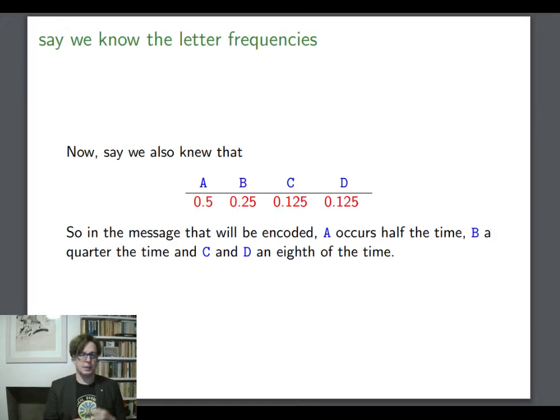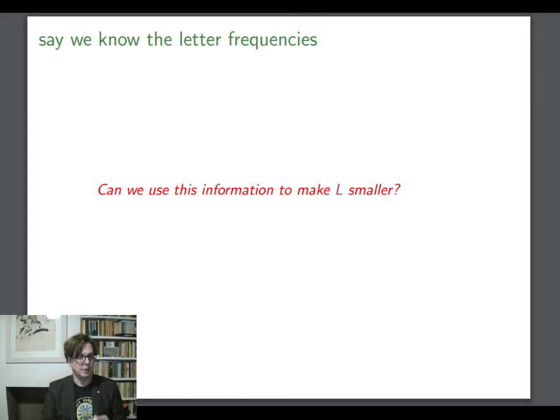In other words, this sequence of A, B, C's, and D's isn't completely random. A occurs more often than B, which occurs more often than C and D. If you have this extra information, can you come up with a shorter code? And the answer, it turns out, is yes.